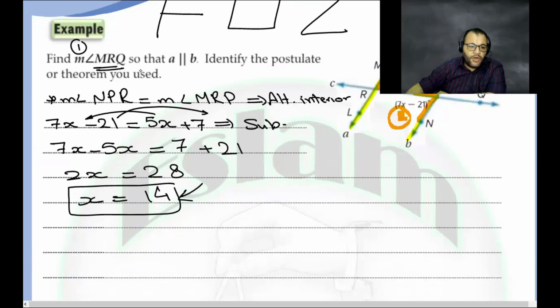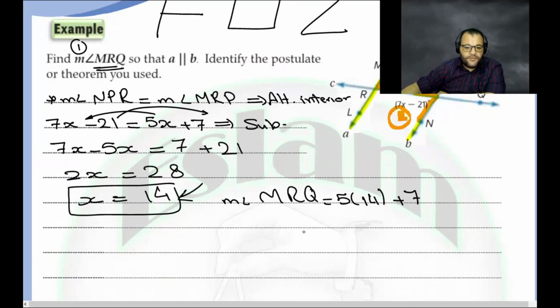So we need to find MRQ, which is 5x plus 7. The measure of angle MRQ equals 5 times 14 plus 7. 5 times 14 is 70, plus 7 equals 77 degrees. Any problem with this one? No, and then we put it in the second equation.